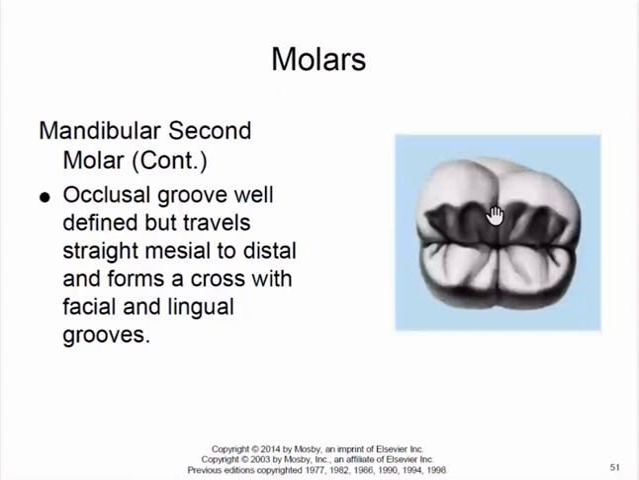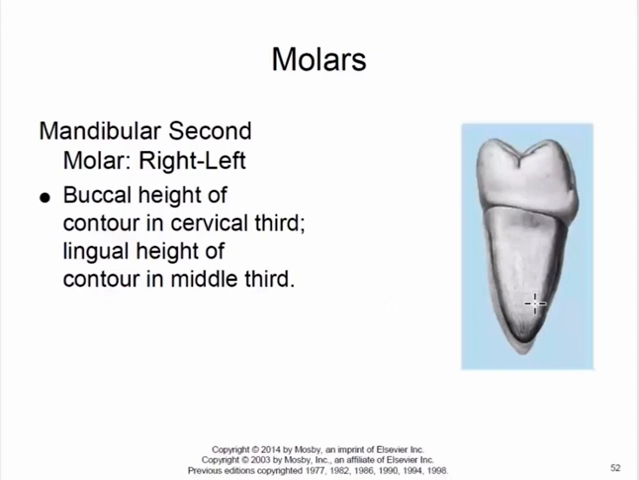How do you know right from left? We have the heights of contour. You know that the buccal height of contour is in the cervical third, while the lingual height of contour is mostly in the upper to middle third. This is number 1. Number 2, you will see it from the mesial marginal ridge and distal marginal ridge. The mesial marginal ridge is higher, and it shows less from the occlusal surface, as we have always said.